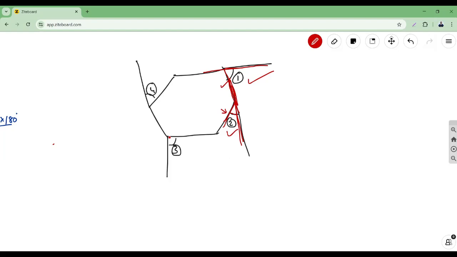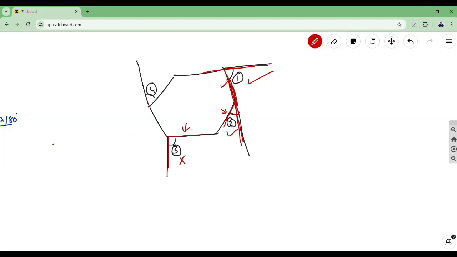Coming to angle 3, there are two arms here. One arm is the side of the hexagon, which is correct. The other arm, oh, the extension, it's not an extension of anything. It is not an extension of this or that or whatever. It is not an extension. Means the extension would have come like this, right? It would have come like this, but it's not. So what happens? Angle 3 is not an exterior angle.